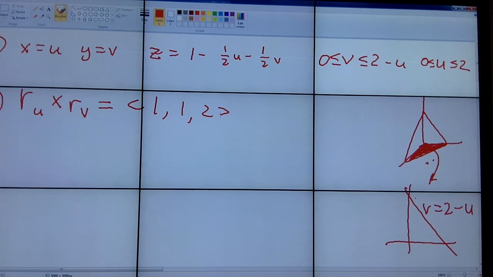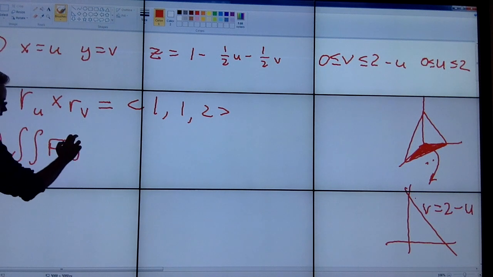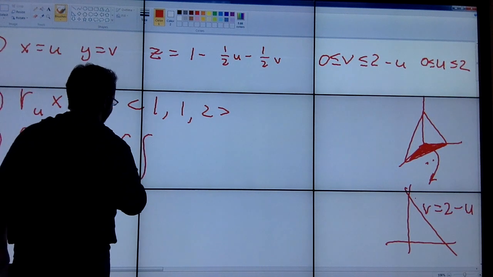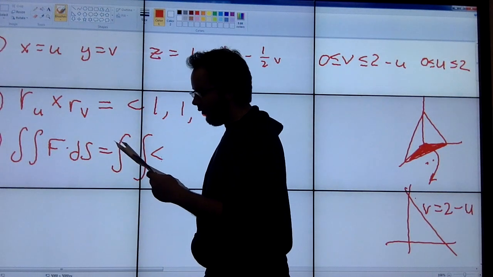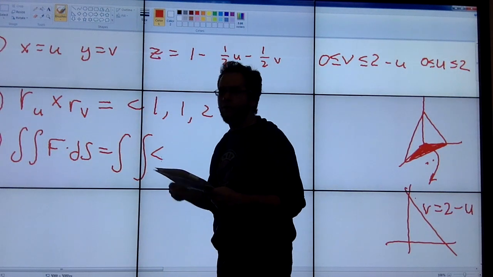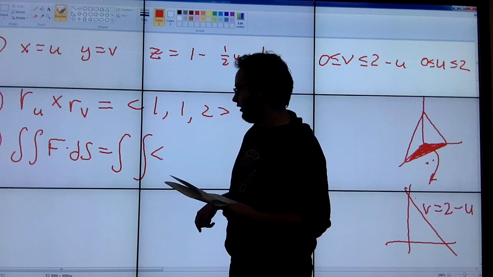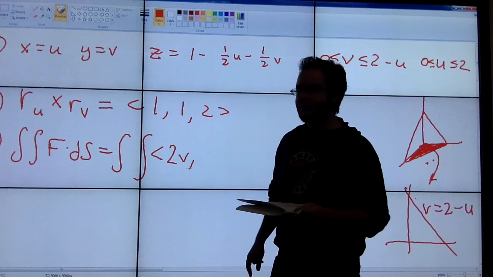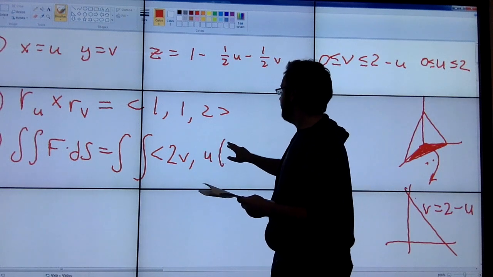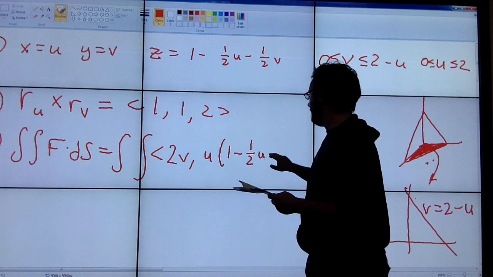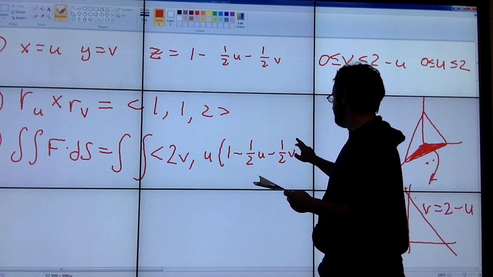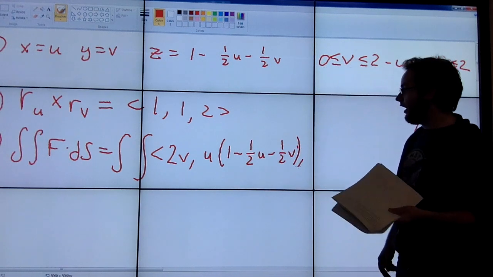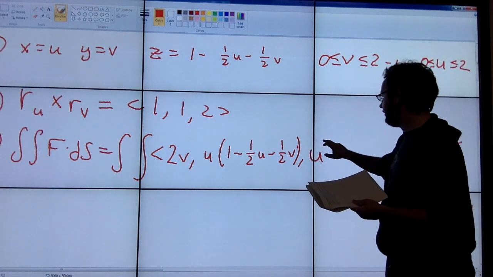Yeah, so we're good. So what that means is, step 3 is the double integral of F dot dS is the same thing as the double integral. What is F? F is the vector field 2y, xz, x squared. Remember, we're going to replace every instance of x, y, and z by its parameterization. So instead of 2y, we have 2v. What is xz? xz would be u times (1 minus 1/2 u minus 1/2 v), comma, x squared. Well, x is equal to u, so we have u squared as our last component here.